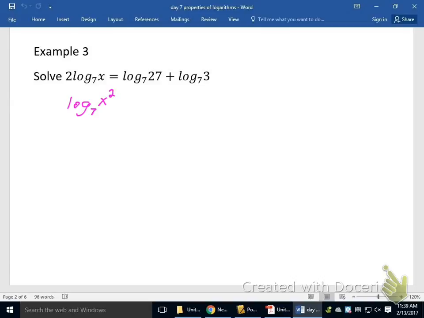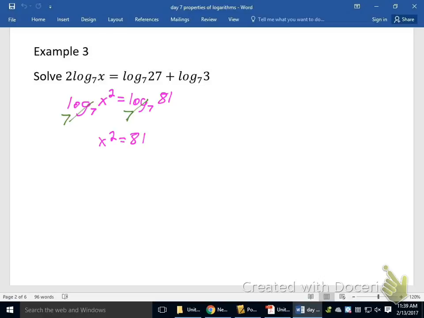X will be to the second power, so moving that coefficient as an exponent. Now this will be log base 7 of 27 times 3 on the right side, which is going to be log base 7 of 81. Again, I multiplied the 27 and the 3 because I saw a sum. Now I can actually use a base of 7 on both sides here. So I'll have x squared equal to 81.